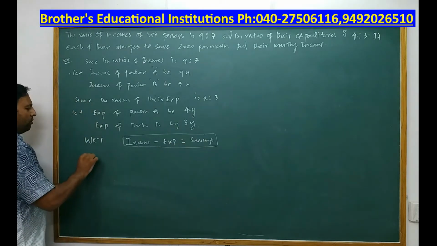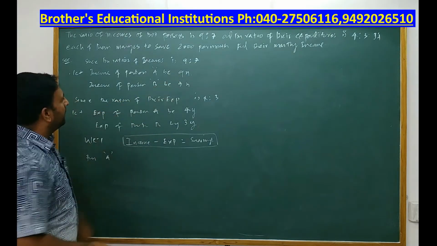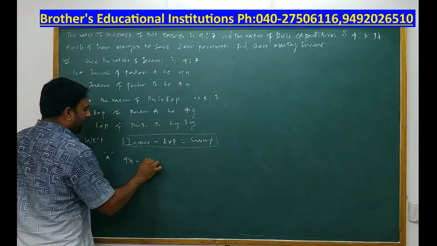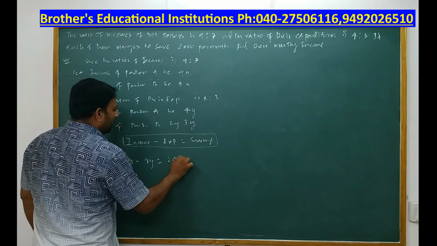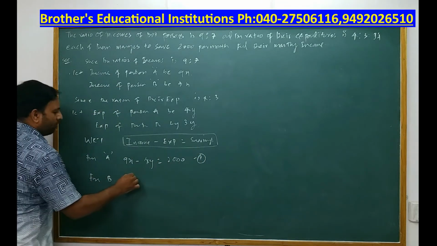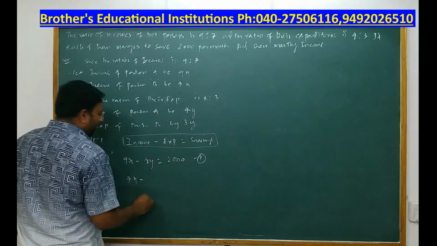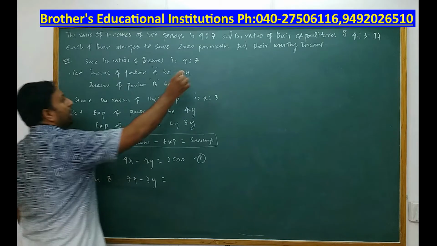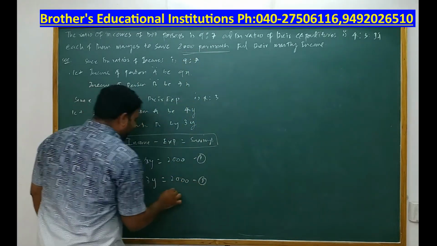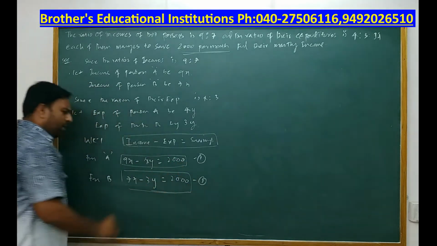So now what will I do? For A, what is his income? 9x. What is his expenditure? 4y. And what is the saving? 2000. Right? I call this equation 1. For B, what is the income of B? 7x. What is the expenditure of B? 3y. But both of them are saving how much? 2000. So don't you feel you got two simultaneous equations or a pair of linear equations?